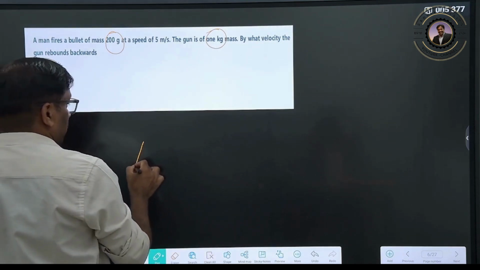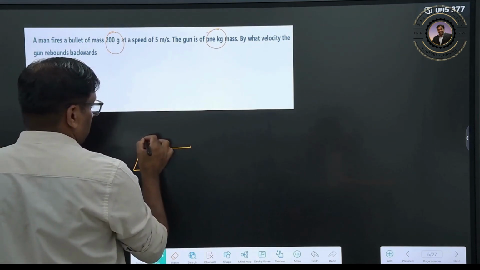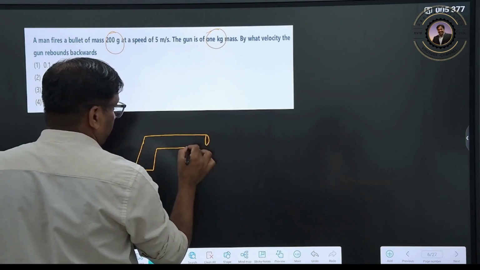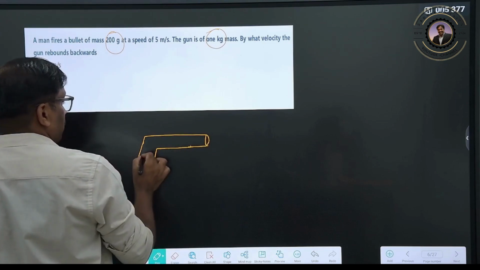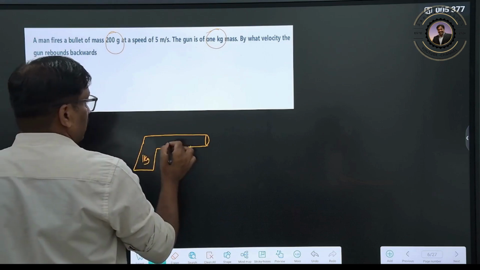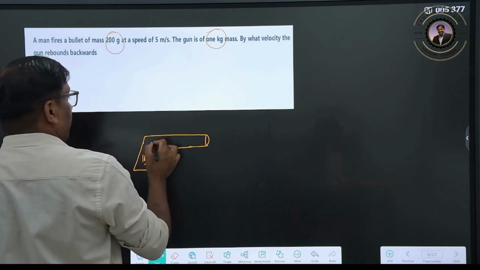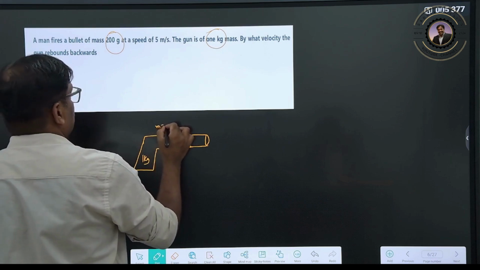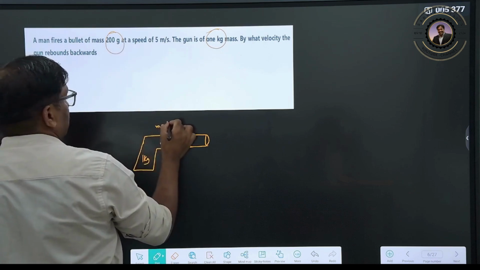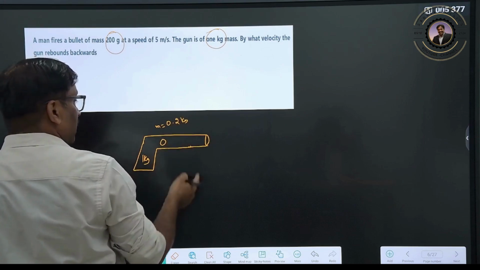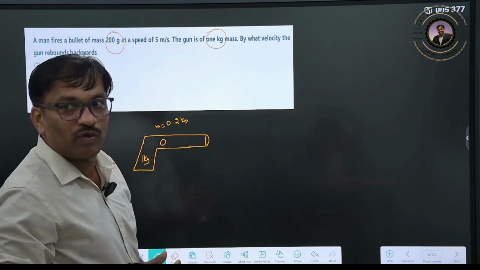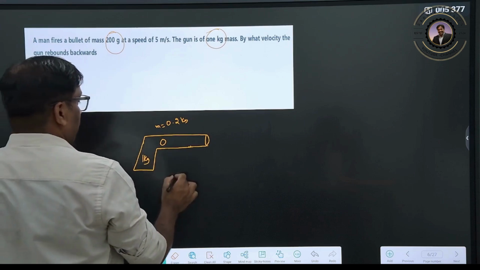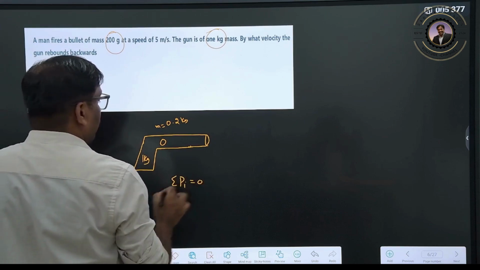Suppose this is one gun. Mass of the gun is how much? 1 kg. There is one bullet. What is this bullet mass? 200 grams means 0.2 kg. Initially this gun and bullet were not moving. That means the total initial momentum was 0.